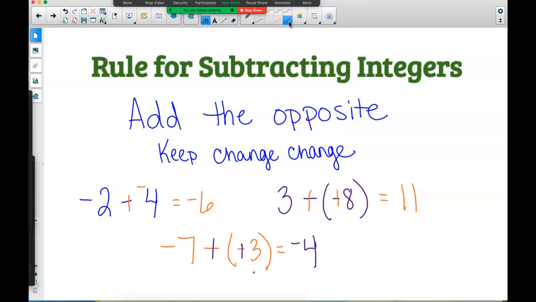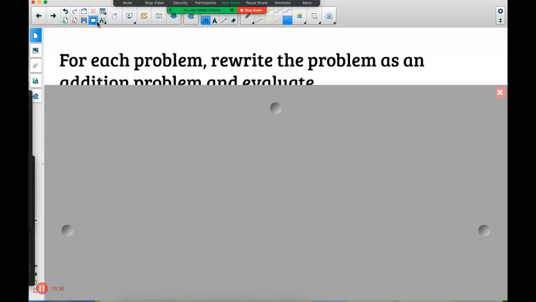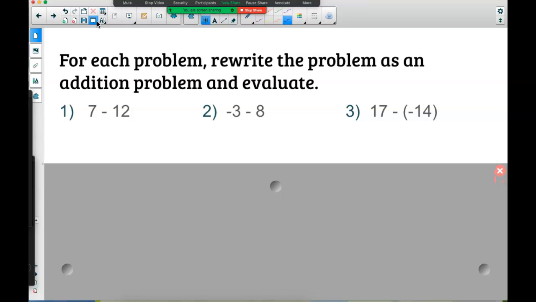Okay. I want you to practice some of these before I just let you do homework. Okay, I want you to try these 3 problems. Put them in your notebook. It says for each problem, rewrite the problem as an addition problem and evaluate. So I want you to change it into an addition problem and then find the answer.